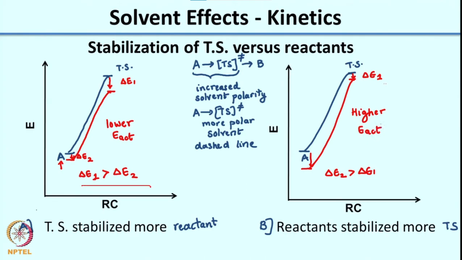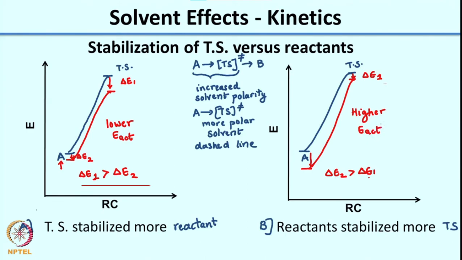And the second case is also there, where the reactant is stabilized more than the transition state. So when the polarity of the reaction increases, reactant stability increases more compared to the transition state stability, right? So here you can see the activation energy becomes higher because the transition state is lowering very little in energy, while the reactant becomes more stable compared to the transition state. So the activation energy becomes higher, so E2 will be higher than delta E1, right?